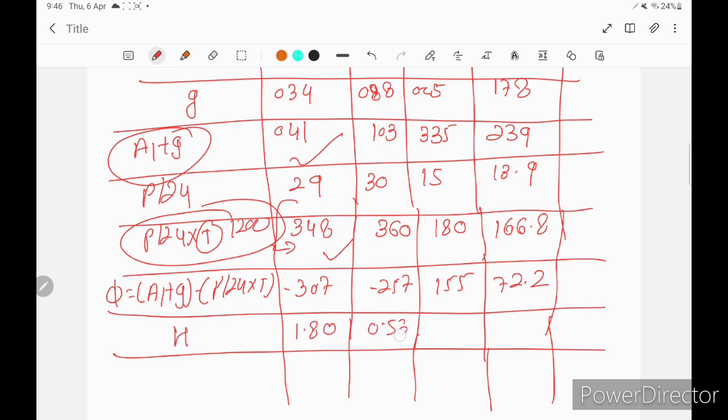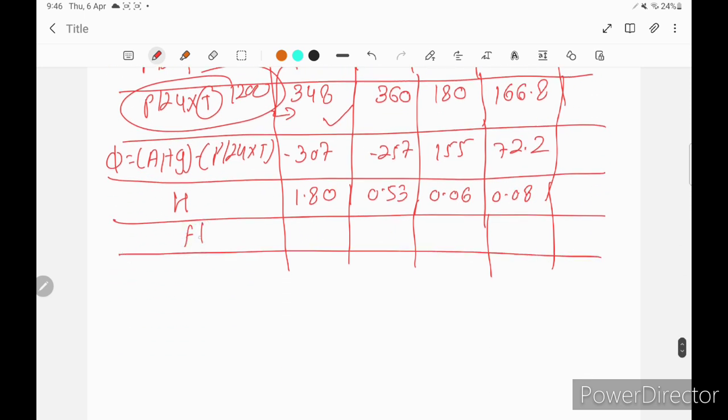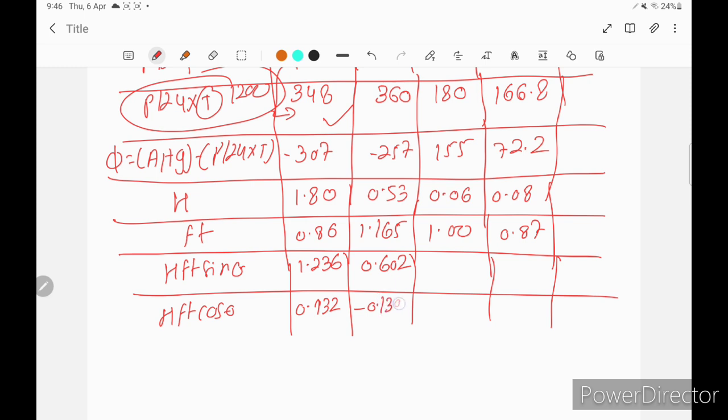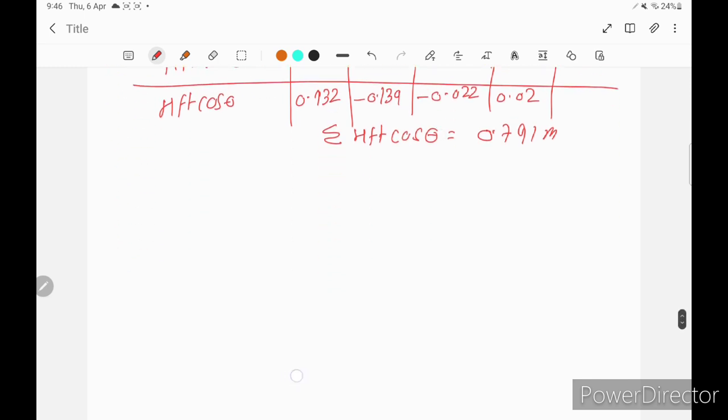H values: 1.80, 0.53, 0.06, 0.08. F T values: 0.86, 1.165, 1.00, 0.87. So HFT sin theta: 1.236, 0.602. HFT cos theta: 0.932, minus 0.139, minus 0.022, 0.02. So the sum of HFT cos theta is 0.791 meters.